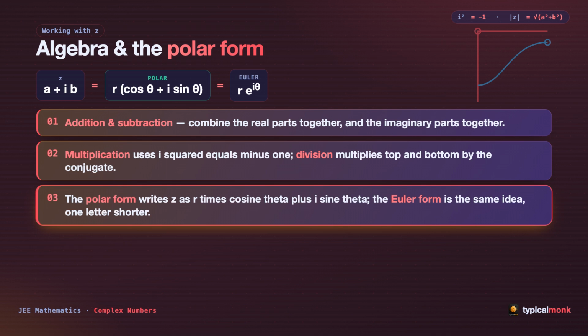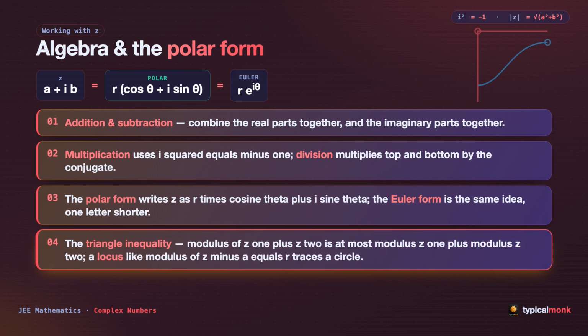Third, the polar form. Instead of a plus ib, John can write z as r times cosine theta plus i sine theta, where r is the modulus and theta is the argument, and the Euler form r times e to the power i theta is exactly the same idea written one letter shorter. And fourth, 2 results worth remembering together. The triangle inequality says the modulus of z1 plus z2 is at most the modulus of z1 plus the modulus of z2. And a locus like the modulus of z minus A equals r traces out a perfect circle centered at A.